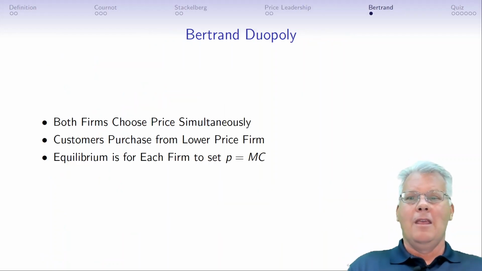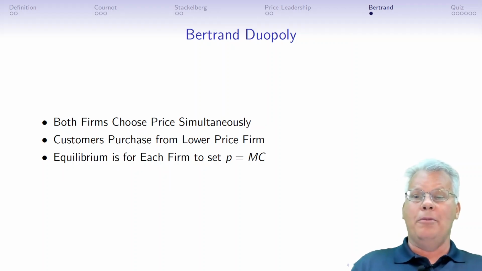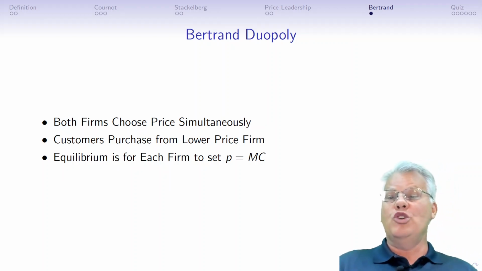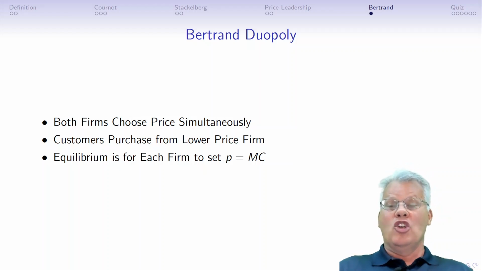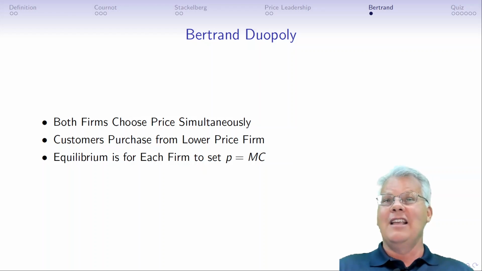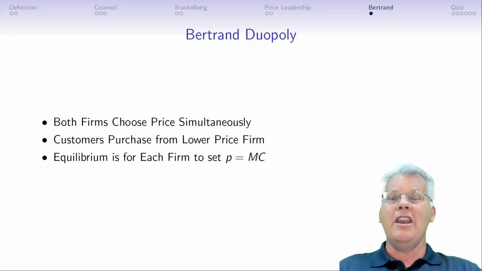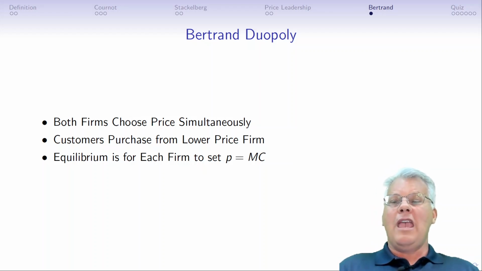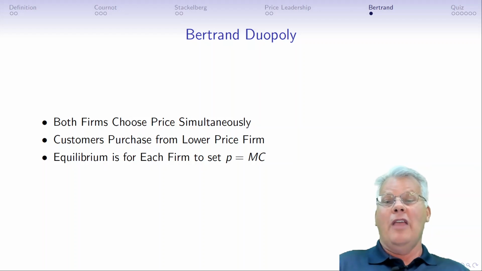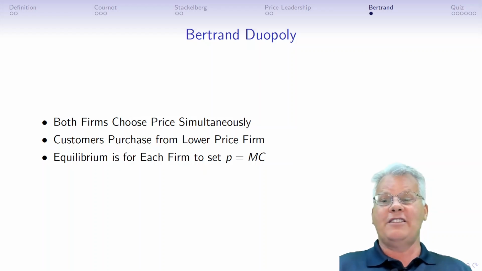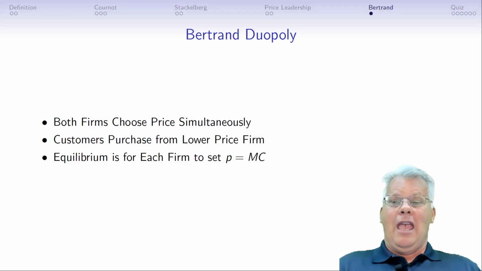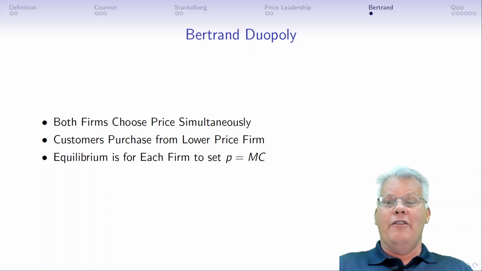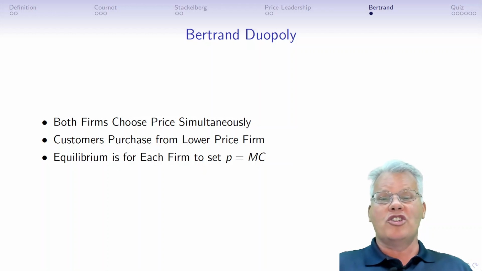Okay. Finally, we have a Bertrand duopoly, and that's where both firms choose the price simultaneously. So if each firm is announcing the price and they don't know what their competitor is going to announce, we get basically what amounts to competitive firm behavior. And the reason why is that customers will always purchase from the lower priced firm. And equilibrium is for each firm to engage in marginal cost pricing.